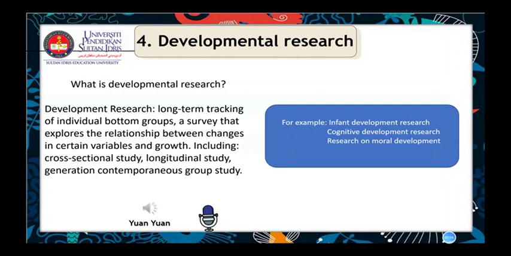Next, let me tell you my understanding of developmental research. What is developmental research? Developmental research is a long-term follow-up of individuals or groups. This survey explores the relationship between the change of some variables and growth, including cross-sectional study, longitudinal study, and cohort study. For example, infant development research, cognitive development research, and research on moral development.